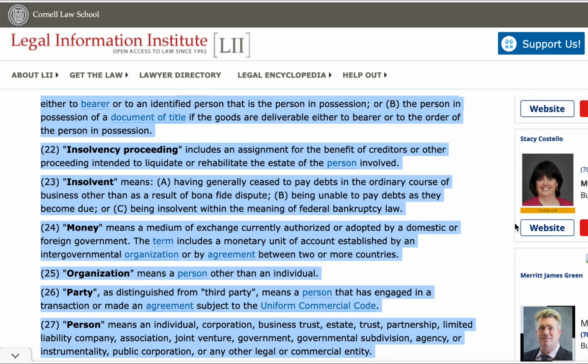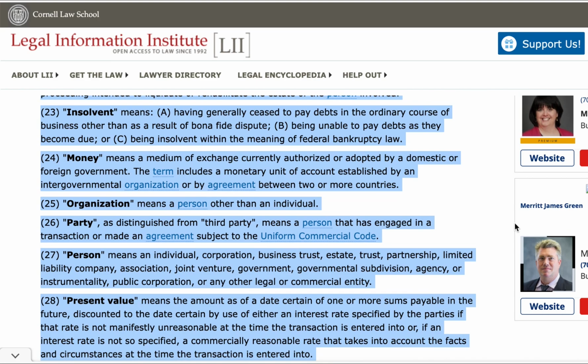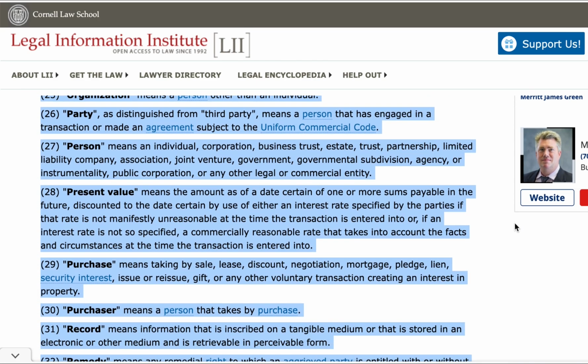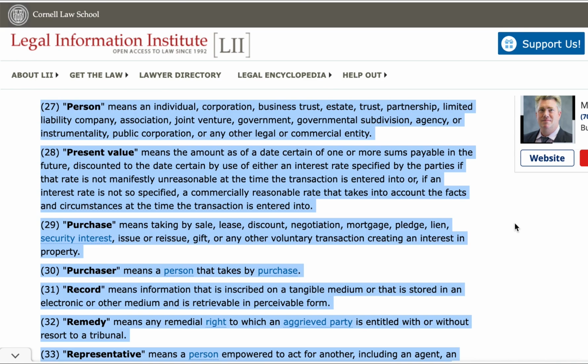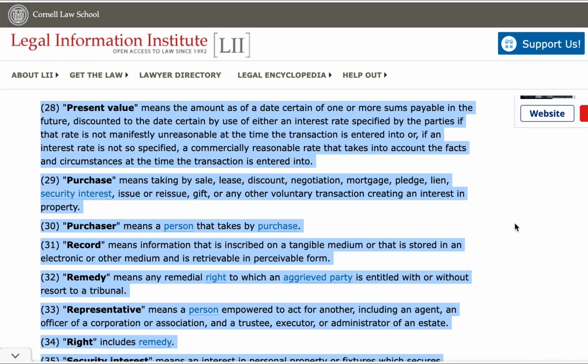28. Present value means the amount as of a date certain of one or more sums payable in the future, discounted to the date certain by use of either an interest rate specified by the parties if that rate is not manifestly unreasonable at the time the transaction is entered into, or, if an interest rate is not so specified, a commercially reasonable rate that takes into account the facts and circumstances at the time the transaction is entered into. 29. Purchase means taking by sale, lease, discount, negotiation, mortgage, pledge, lien, security interest, issue or reissue, gift, or any other voluntary transaction creating an interest in property. 30. Purchaser means a person that takes by purchase.